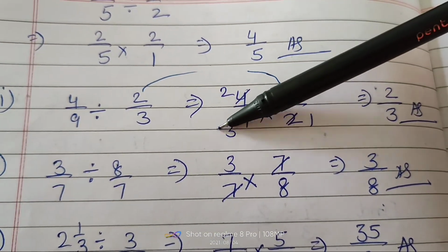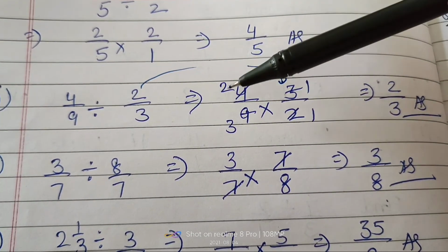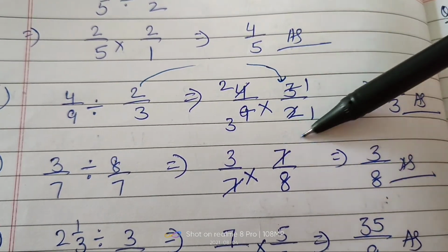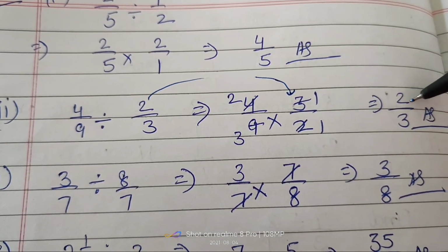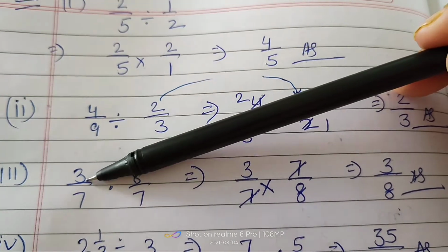3 ones are 3, 3 threes are 9, 2 ones are 2, 2 twos are 4. So the answer is 2 into 1 is 2 and 3 into 1 is 3. So the final answer is 2/3. Let us take another example.